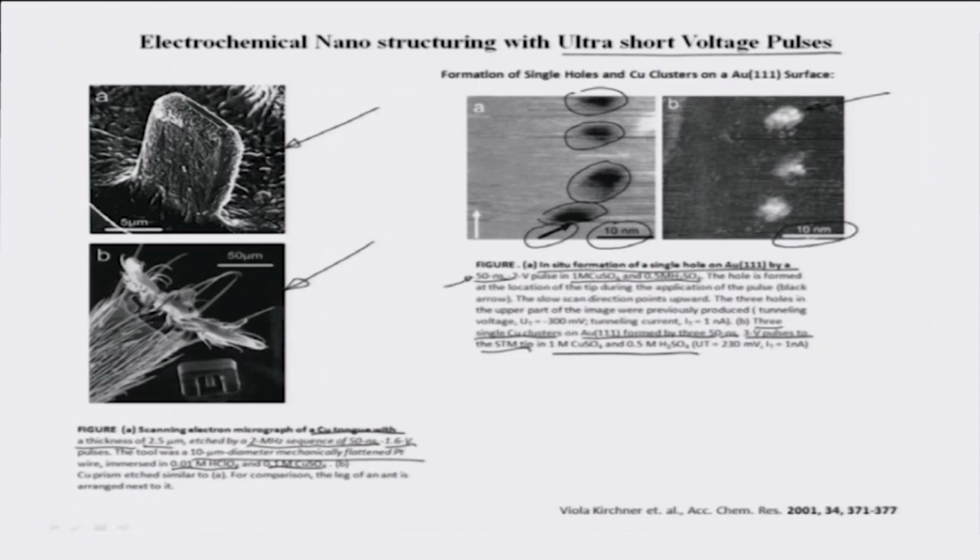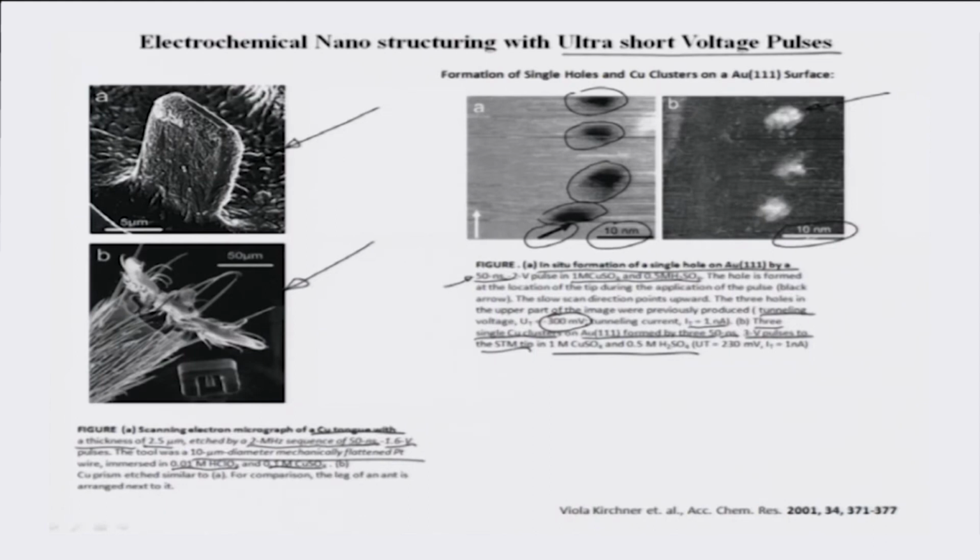So, with ultra short voltage pulses, you can actually write as well as develop tools or electrochemical machining at this particular scale of a few tens of nanometers. Some other important features of this are the tunneling voltage and current. Tunneling voltage is in the range of minus 300 millivolts and the current is about 1 nanoampere in this particular case. So, that is about how small the ECM process can go and still have a resolution.